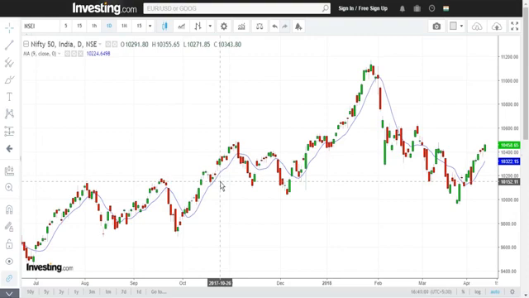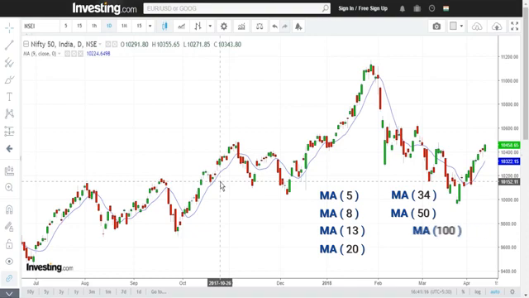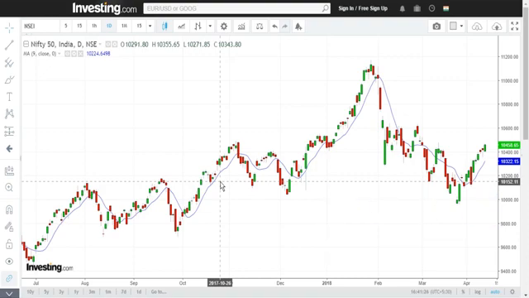The periodicity for which we calculate the moving average varies from very small to quite big also. Generally in the market, 5, 8, 13, 20, 34, 50, 100 and 200 are the most important price periods for which a moving average is calculated. But you can choose any particular value for calculating any moving average.